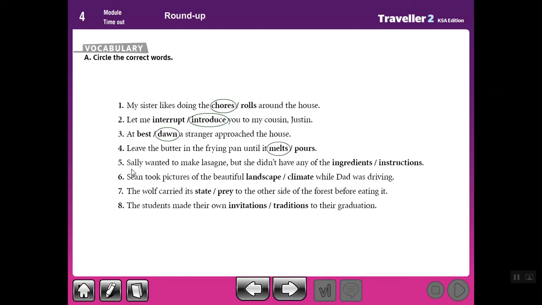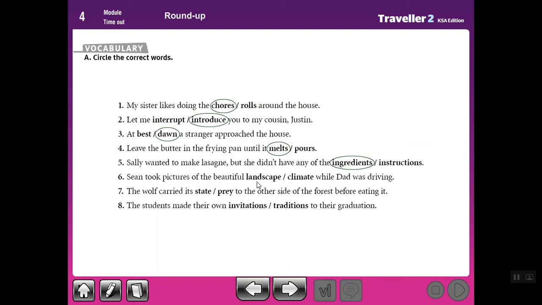تنصهر. Number 5. Sally wanted to make lasagna. It's a kind of pasta. But she didn't have any of the ingredients or instructions. She wants to make lasagna, so she doesn't have any of the ingredients. Ingredients means the elements, the things which she will use in cooking, like tomato, pasta, onions, and so on.